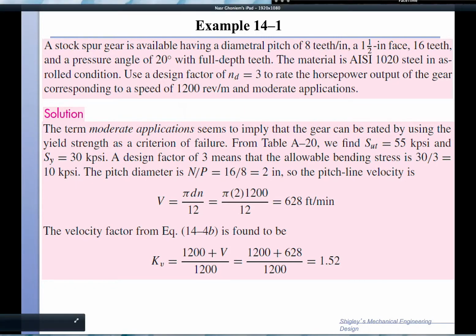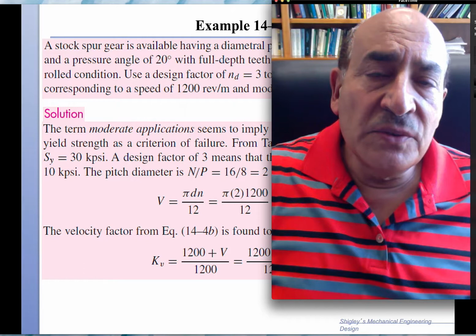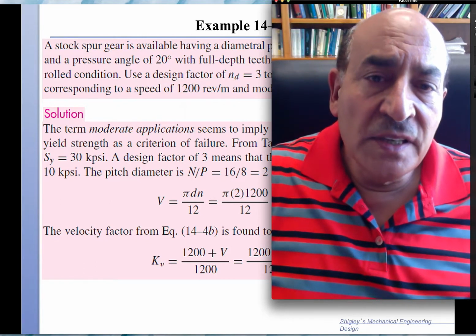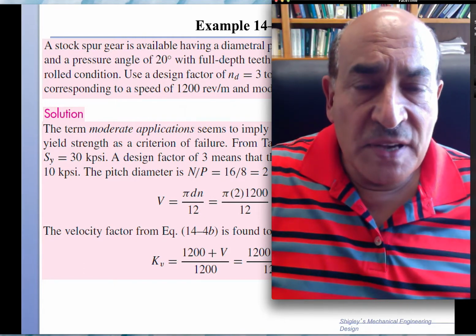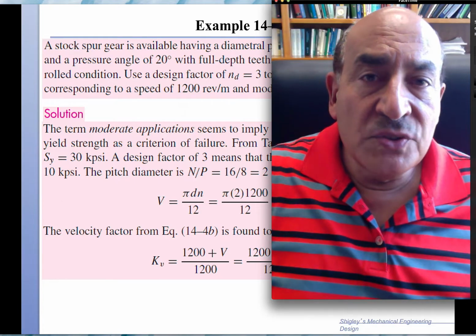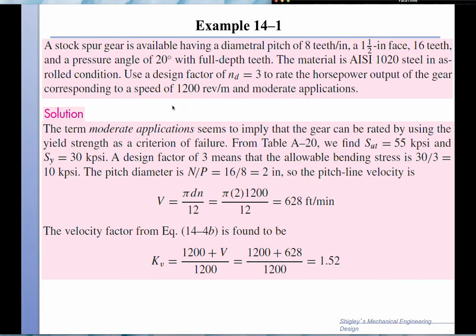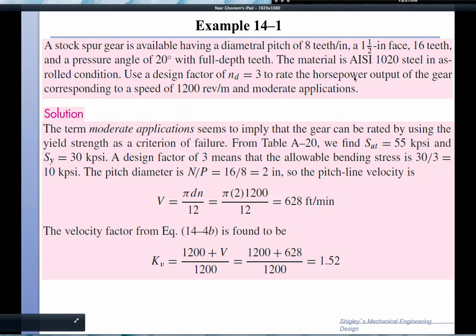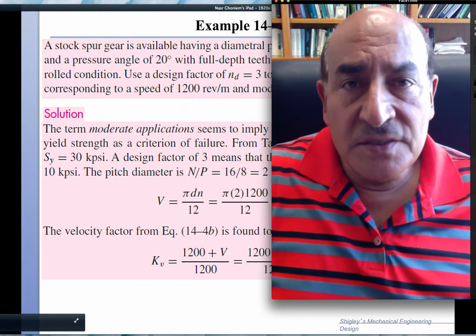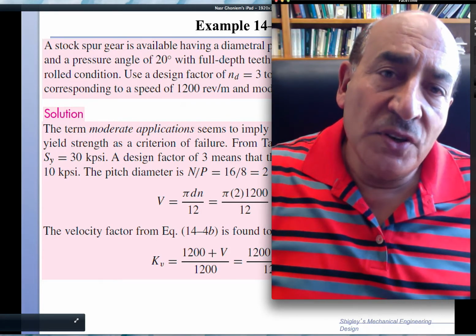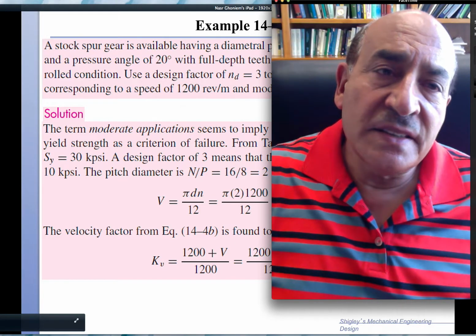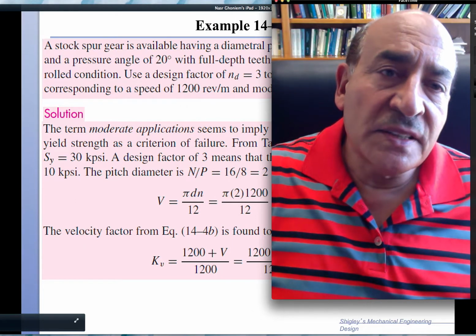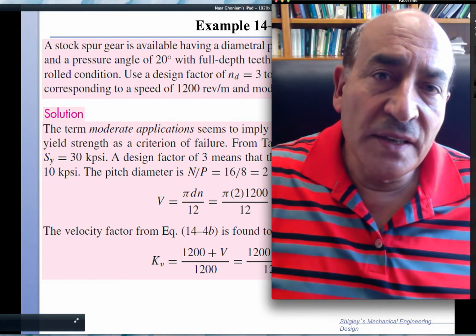So in this example, we have a design problem in which we have an RPM that is specified, and we want to determine the corresponding horsepower rating of the gear system. In other words, we have a gear, we have selected the gear already, we know what it is, and we know that we want to run it at 1200 RPM. The question is, what is the maximum horsepower that can be transmitted? So there's a limitation there.